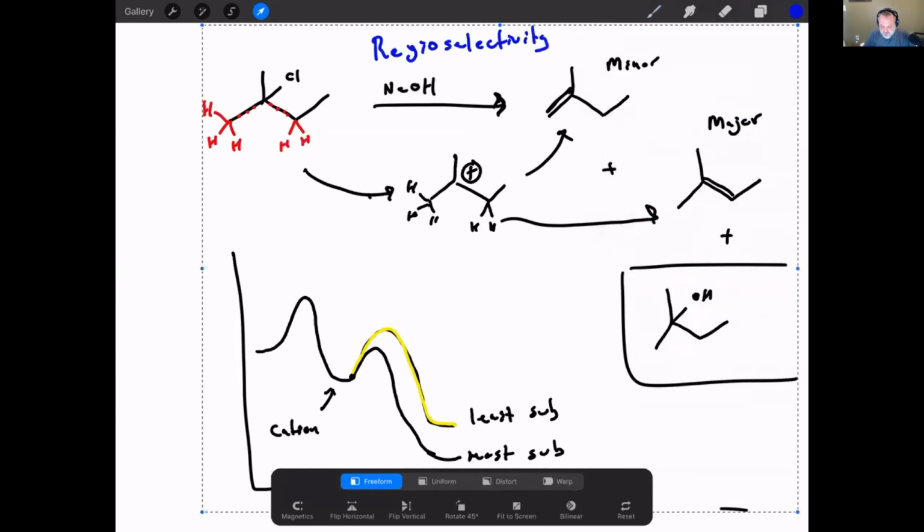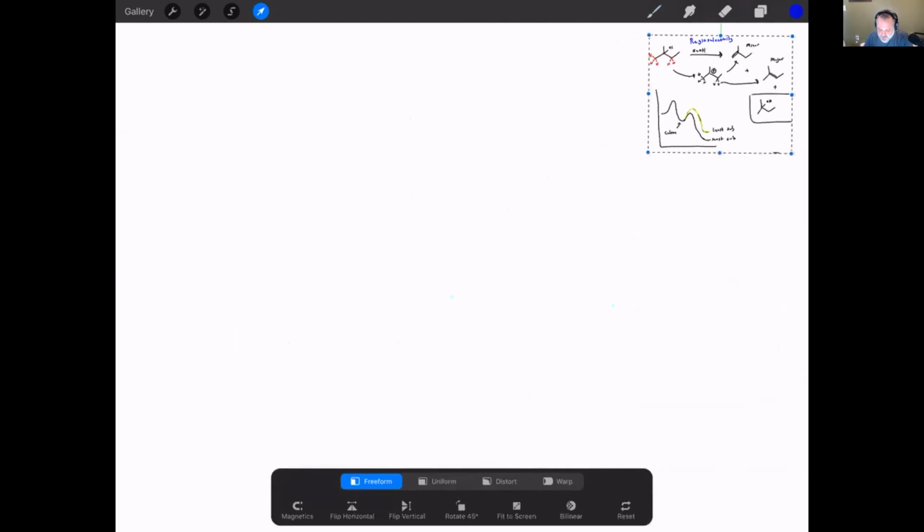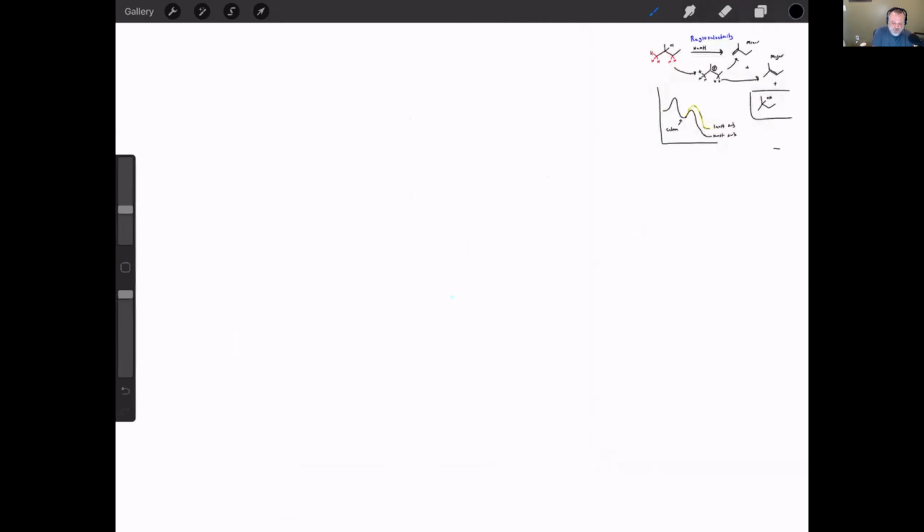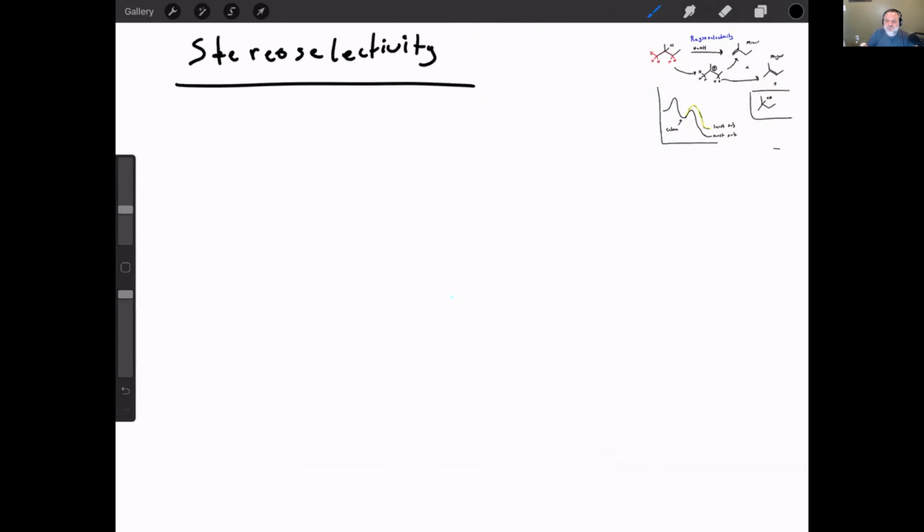But now what I want to do is consider stereoselectivity. Remember, regioselectivity can only do one thing at a time. Regioselectivity is which one of the possible structural conformations will form. Stereoselectivity is which one of the possible stereoisomers will form.